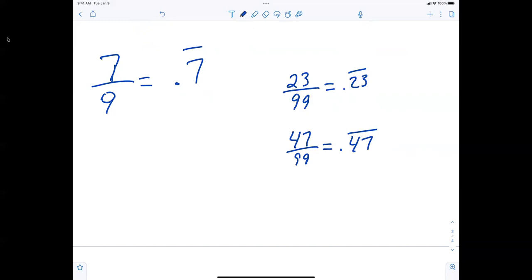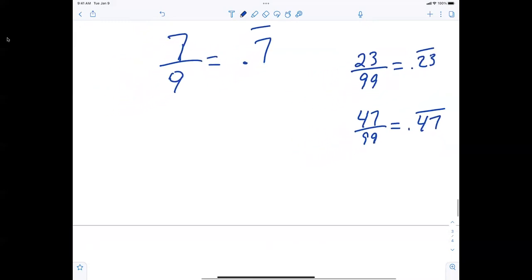Okay. Now I'm going to ask you something really crazy. Look up, look up. What if I said 521 divided by 999? Leah. 0.5 what? Yes, that's how easy math is. That's not hard.